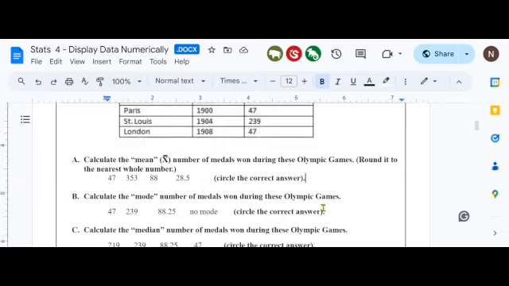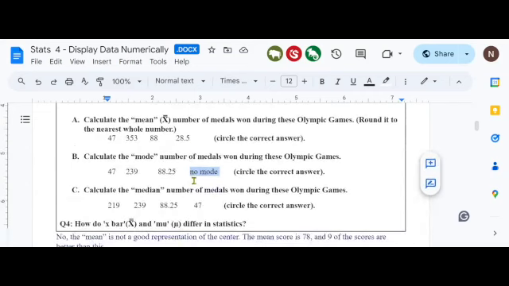Finished? What's the answer? 88. Okay, so circle the correct answer. Well, it's 88.25, so we're rounding down, right? Right, it said round it to the nearest whole number. Now, next question: calculate the mode. Which number is the most repeated number? 47 is repeated, so the mode is 47. If there is no repeated number, then you say no mode. Okay? Now we need the median.